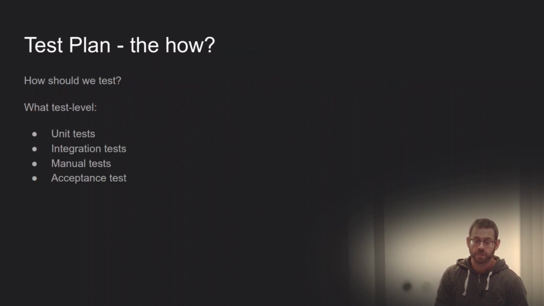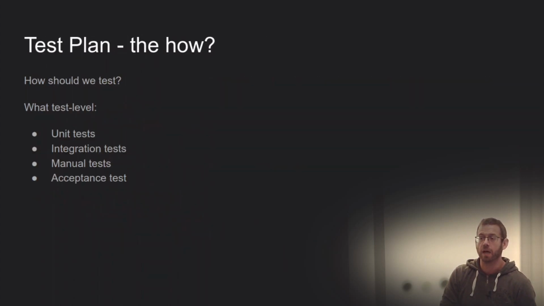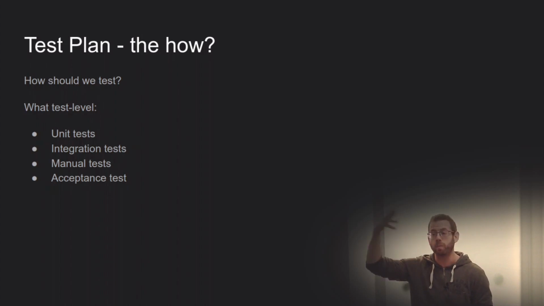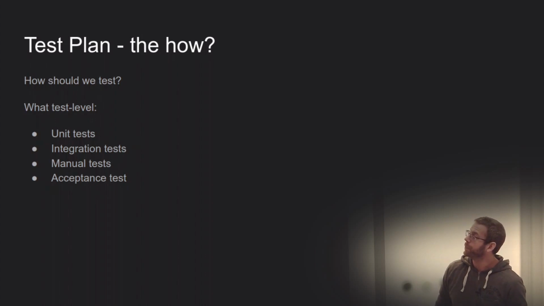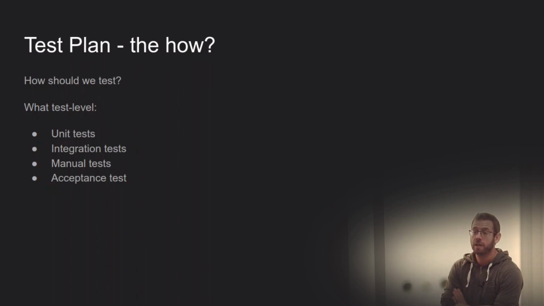So now we're done with the what. Now it's the how. How should we test things? What kind of test level should we write our tests for? The test levels were more or less unit testing as the lowest level. While we write code, we also write unit tests. And unit tests, I would prefer those to be automated so that they can easily be regression tested again.